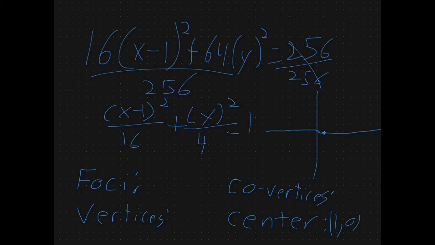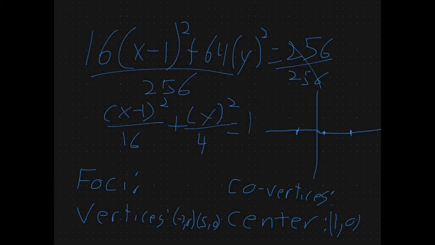Now we know that 16 is equal to a squared, which means a is equal to 4. Because this is a horizontal ellipse, we add and subtract 4 to the center's x value, which is 1. So this says that our vertices are (negative 3, 0) and (5, 0). And we could just plot those easily. So 1, 2, 3 backwards, and 1, 2, 3, 4, 5 positive. So those are our vertices.